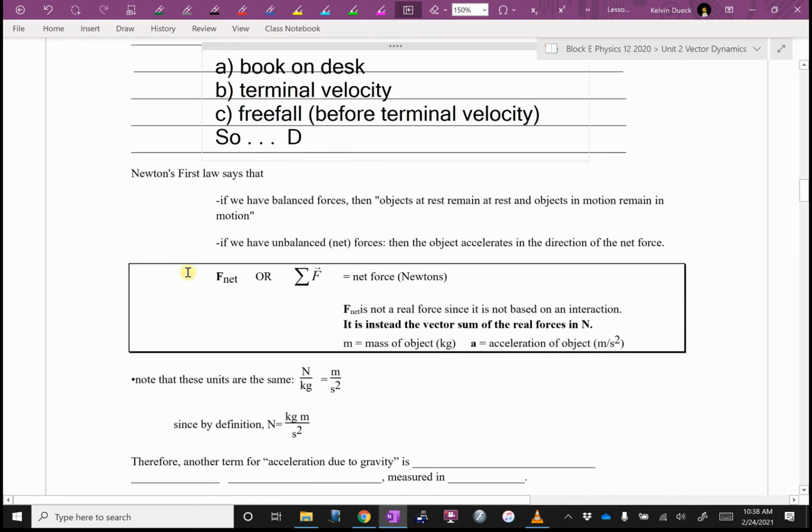So Newton's first law says, if we have balanced forces, objects at rest remain at rest and objects in motion remain in motion. If we have balanced forces, a equals 0. If we have unbalanced forces, Grace, a cannot be 0. It's impossible.